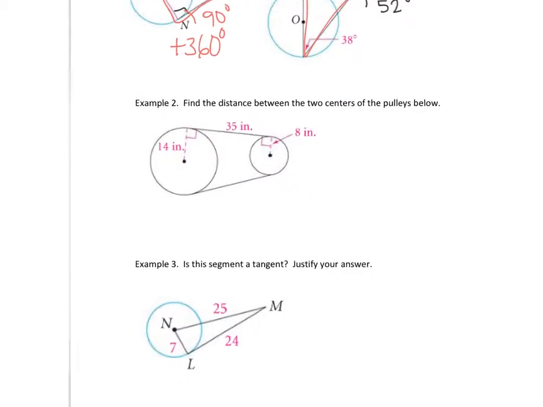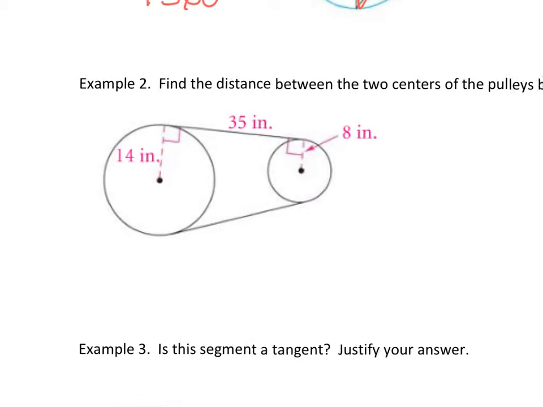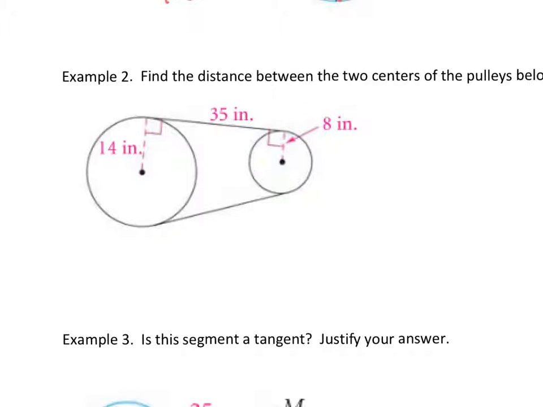Okay, then find the distance between the two centers of the pulleys. So here are the two centers. We're going to find the distance between here and here. Draw a straight line. So what we have here is this quadrilateral, and so far there's nothing that can help us calculate this. We're going to need a triangle.